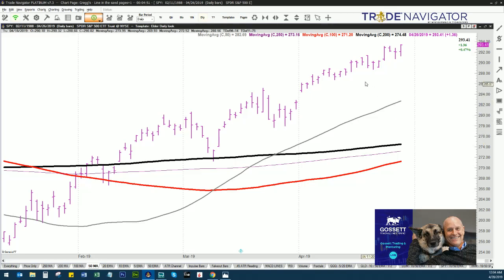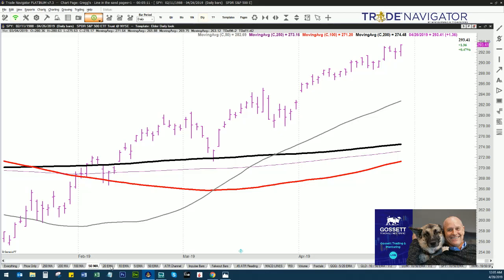So if all I could use was this chart here on the S&P, I would be looking for a dip to the 50 as a good dip buy opportunity, hoping that it would bounce up. But if it lost the 50, I would turn my sights to the 200-day.